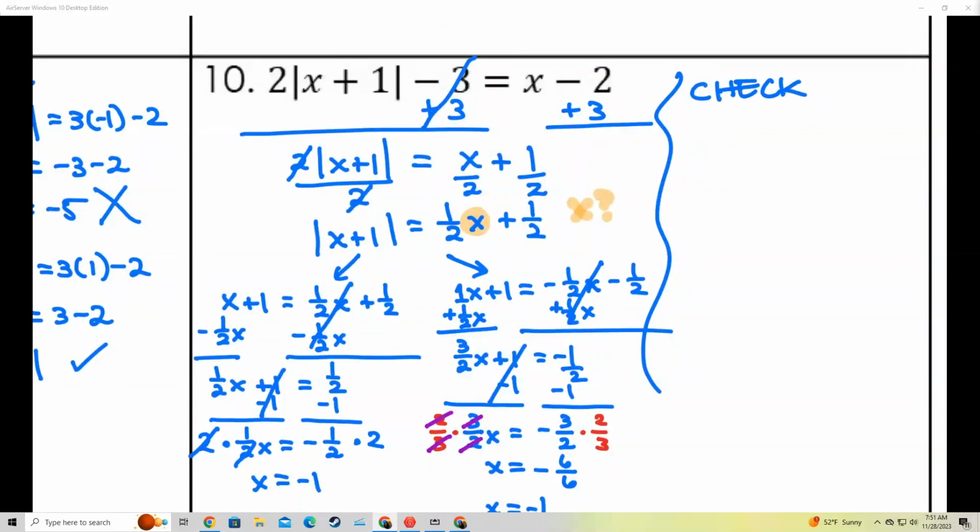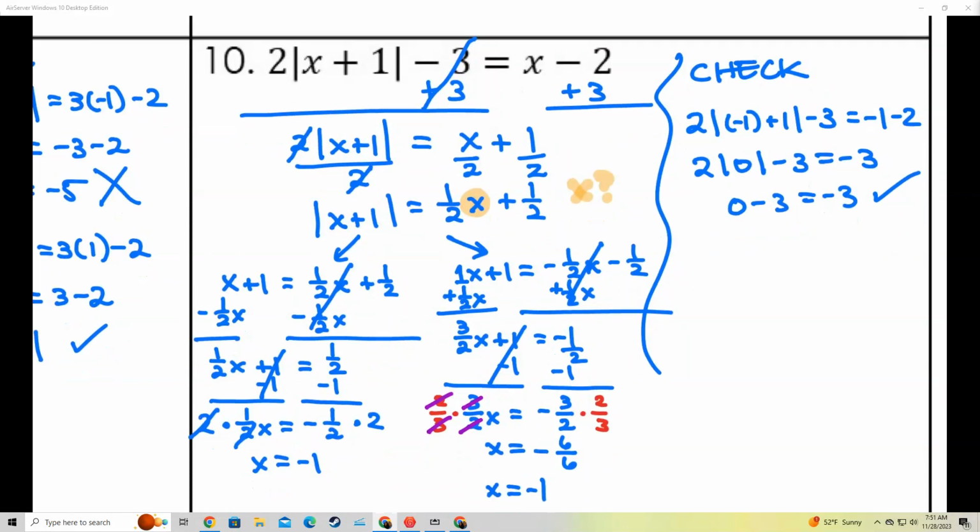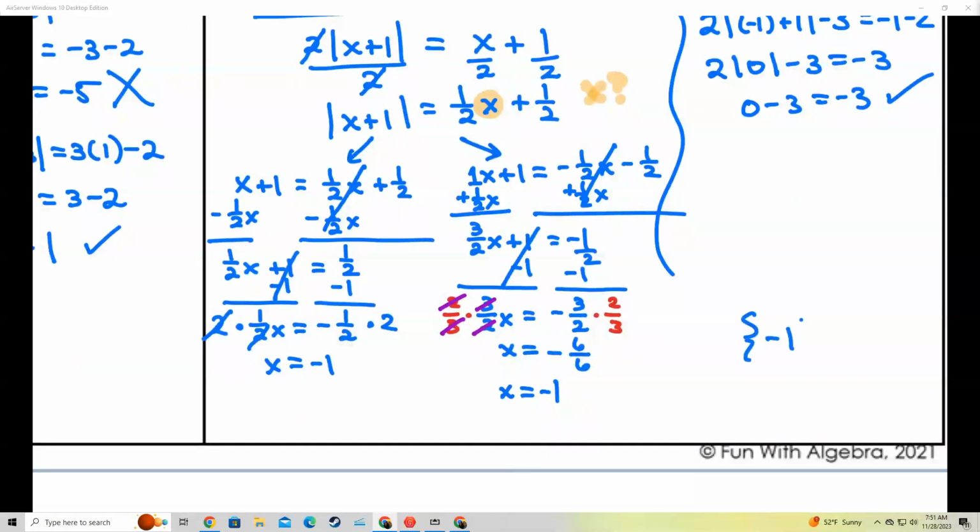But let's just check. I'm going to plug -1 into my original equation. That's going to be 2 times the absolute value of -1 plus 1 minus 3 is equal to -1 minus 2. In the middle, I got -1 plus 1, that's 0. So this is 2 times the absolute value of 0 minus 3. And -1 minus 2, that's a -3. 2 times the absolute value of 0 is 0. Times 2 is still 0. So really I have 0 minus 3 is equal to -3. Yep, that's true. And so that must be my solution. And so my only answer is -1.